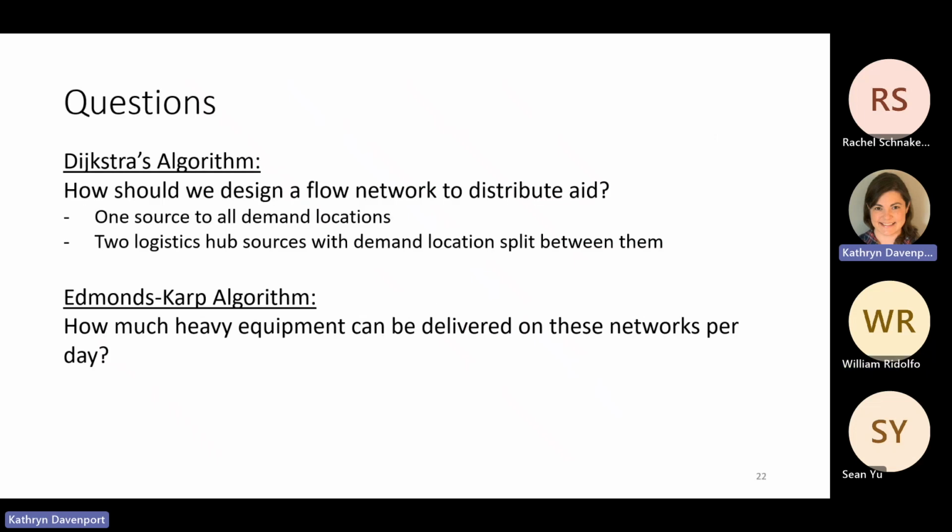Okay, great, thank you. So for this project, I focused on two algorithms that we covered in our course material. With Dijkstra's shortest path algorithm, I tried to address how we should design a flow network to distribute aid. I looked at two different scenarios: one source reaching all demand locations, and then two smaller logistic hub sources with the demand locations split between them. With the Edmonds-Karp maximum flow algorithm, I calculated how much heavy equipment can be delivered on these networks per day.